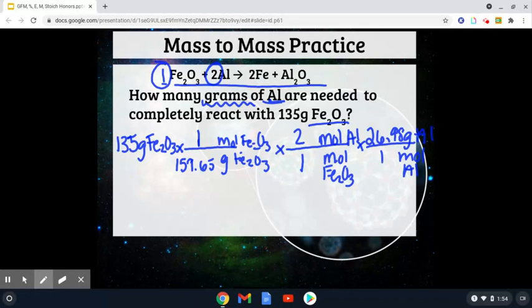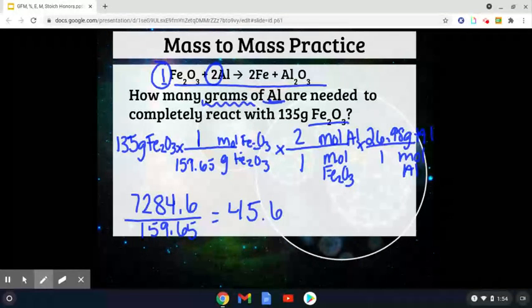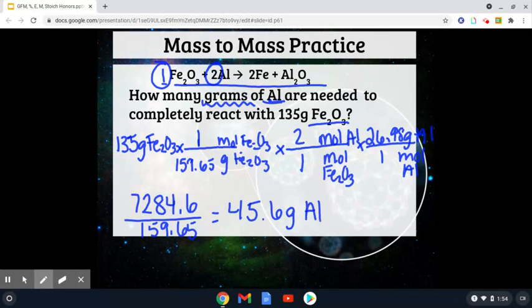So now I'm going to multiply all the numbers on the top. 135 times 1 times 2 times 26.98, and I get 7,284.6 divided by 159.65 times 1 times 1. And after sig figging that, you will get 45.6 grams of aluminum. So if I wanted to react with all of those 135 grams of iron 3 oxide, I would need 45.6 grams of aluminum to do so.